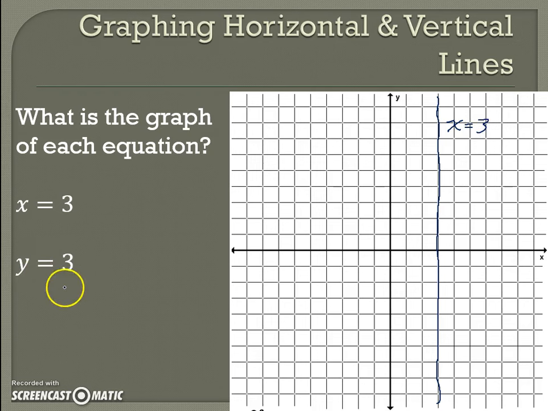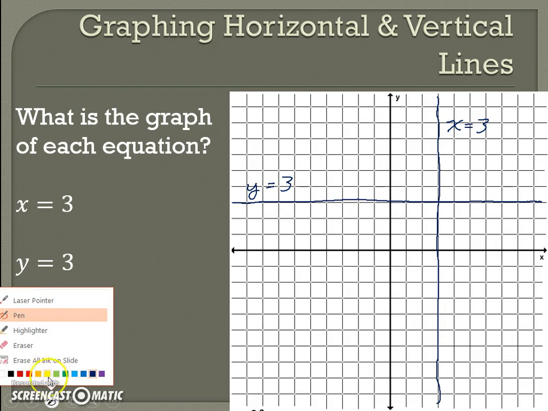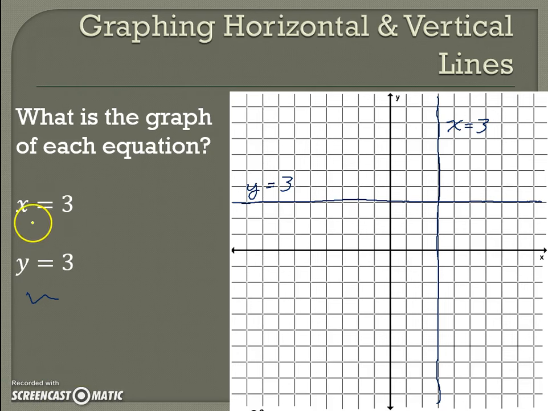And when it's y equals, that is a horizontal line. All right, so that's y equals 3. So how does that blue look on there? Hey, that's not bad. I like the yellow better. So when it's x equals, it is vertical. And when it's y equals, that is a horizontal line. So make note of that because that's going to come up.